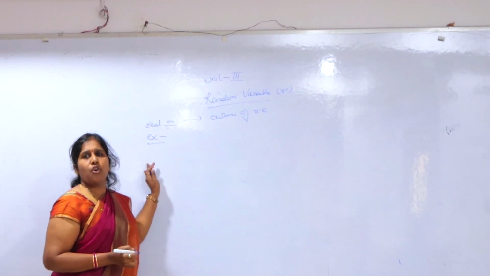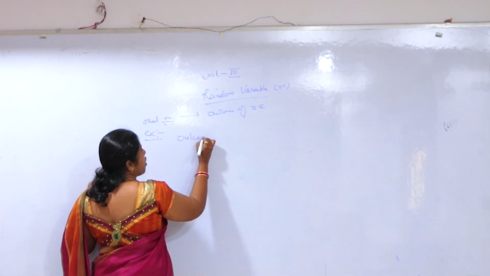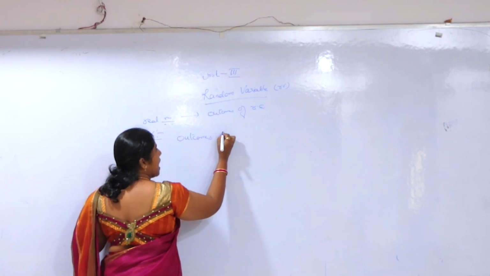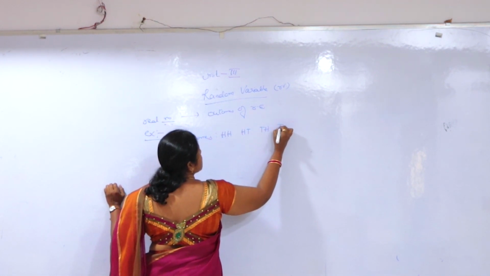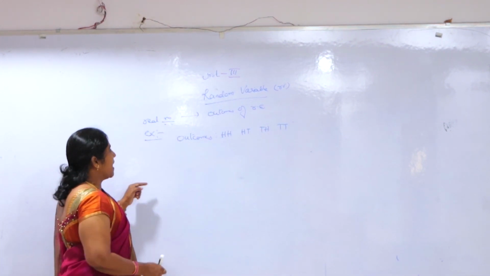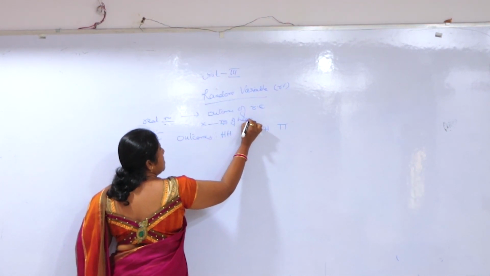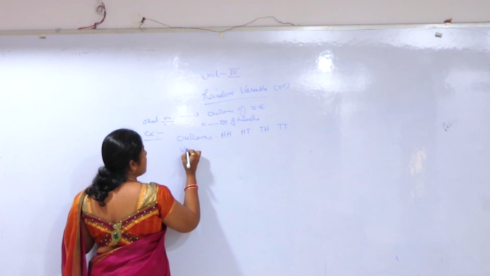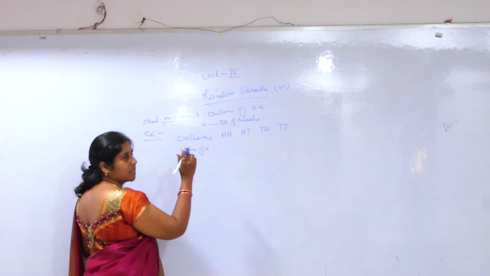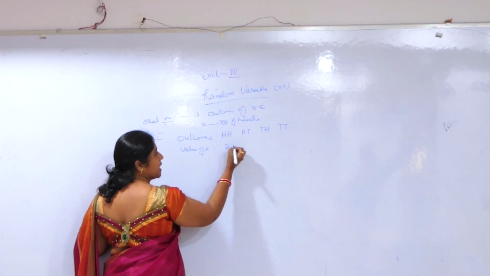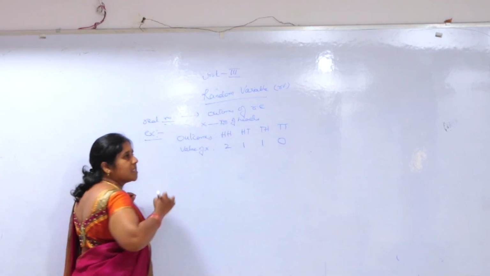So in tossing of a coin experiment, in two tosses of a coin, when you toss a coin 2 times, what are the outcomes you have? HH, HT, TH, TT. So if I take X as number of heads, what is the value of X then? X counts number of heads. So how many heads you have here? 2 heads. How many heads here? 1. How many heads here? 1. Here? No heads, which is nothing but 0 heads.